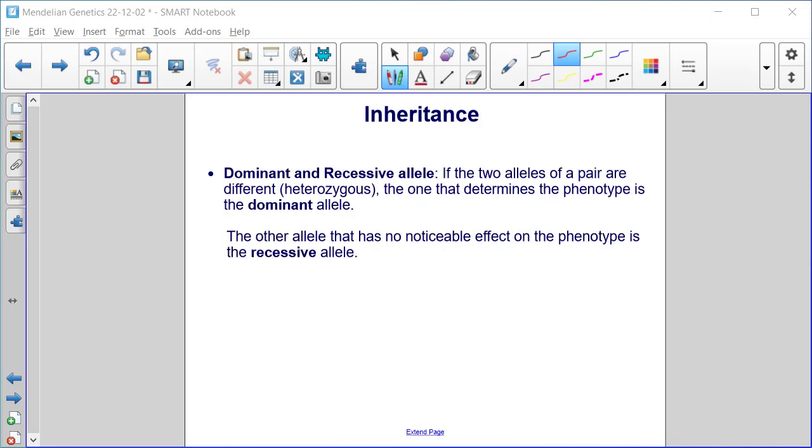Dominant and recessive allele. If the two alleles of a pair are different, heterozygous, the one that determines the phenotype is the dominant allele. The other allele that has no noticeable effect on the phenotype is the recessive allele. If we think back to the flower color on the pea plants, the purple that showed up in the F1 generation is the dominant allele, and white is the recessive allele.